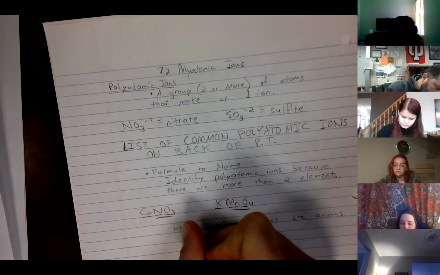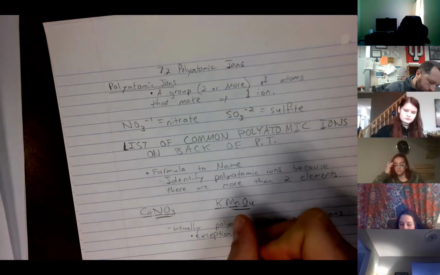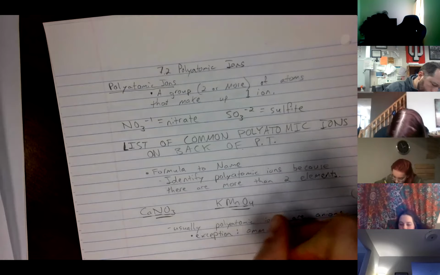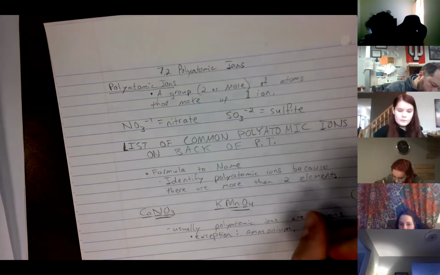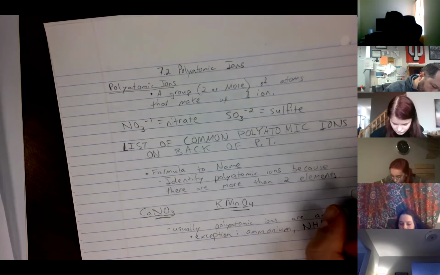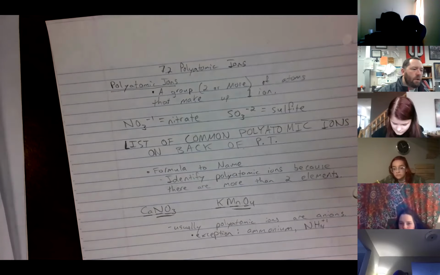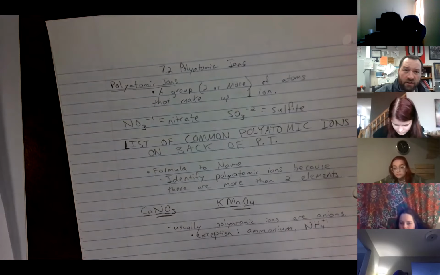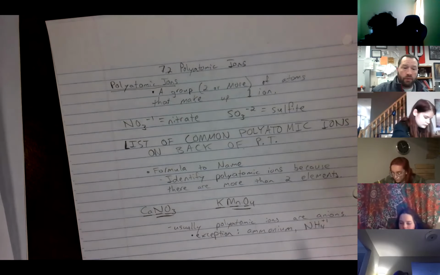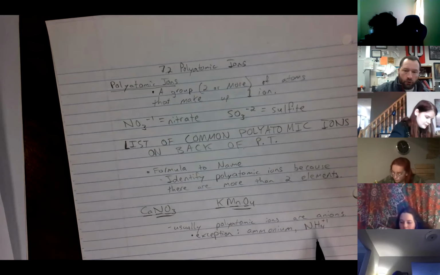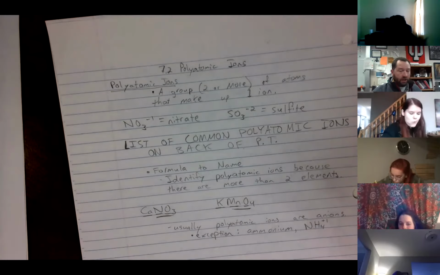The one big exception that we're going to work with is ammonium, which is NH4 plus 1. That's really the only positively charged polyatomic ion that we're going to work with. So that one we kind of have to watch out for. That one will come first. But outside of that one, they're all negative.